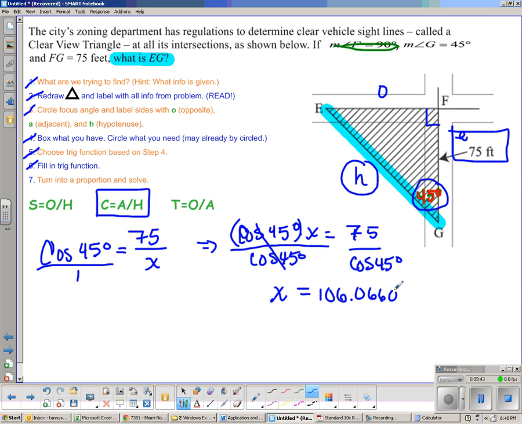106.066. And doesn't that look familiar? That's what we got when we did Pythagorean theorem as well. So to the nearest whole number would be 106 feet. That is the length of EG. And there you have it.